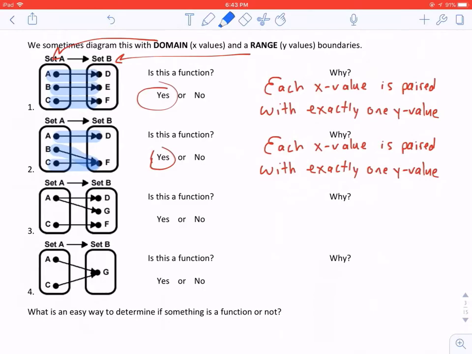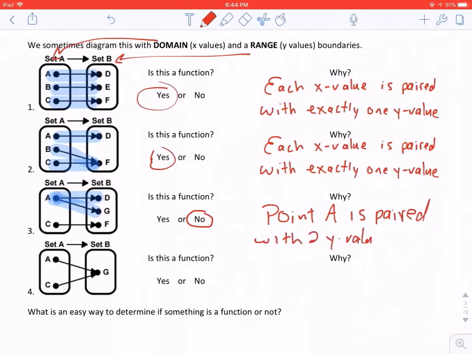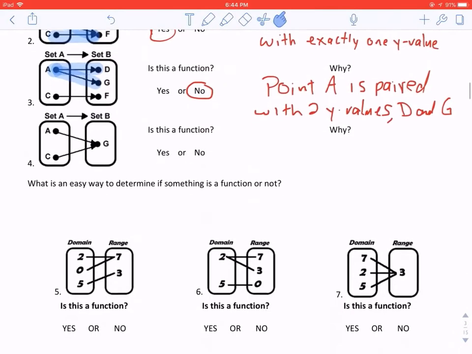Okay. Let's look at number 3. When we put A in, we have a choice. It could go to D or it could go to G. As soon as that happens, ladies and gentlemen, that makes this not a function. Why? Because point A is paired with two y values. Namely, D and G. Not a function.